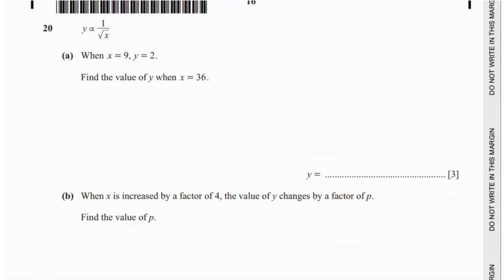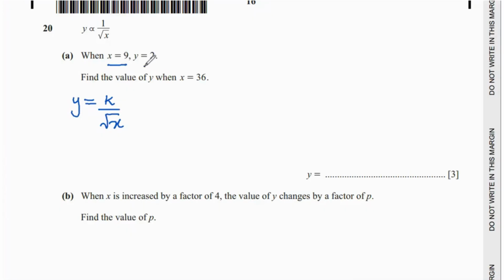Then it says y is proportional to 1 over root x. When x equals to 9, y equals to 2. Find the value of y when x is 36. So this is direct inverse proportion. Very simple. They've given you the equation already. So what you need to do is replace the proportionality sign with equal to and then write k over root x. So you always replace the proportionality sign with the constant of proportionality, which is k.